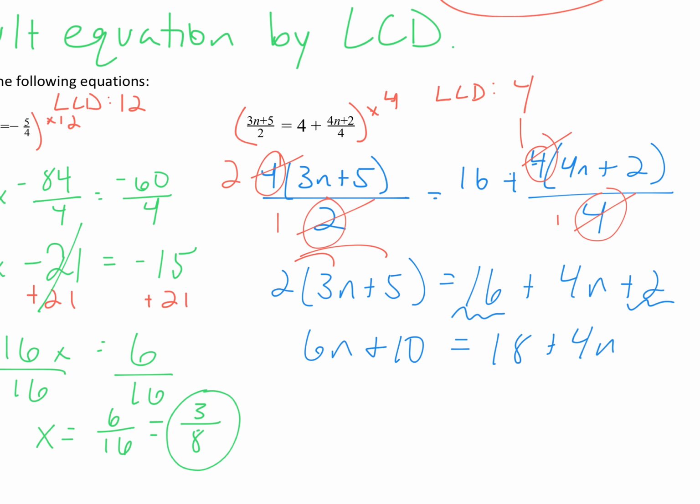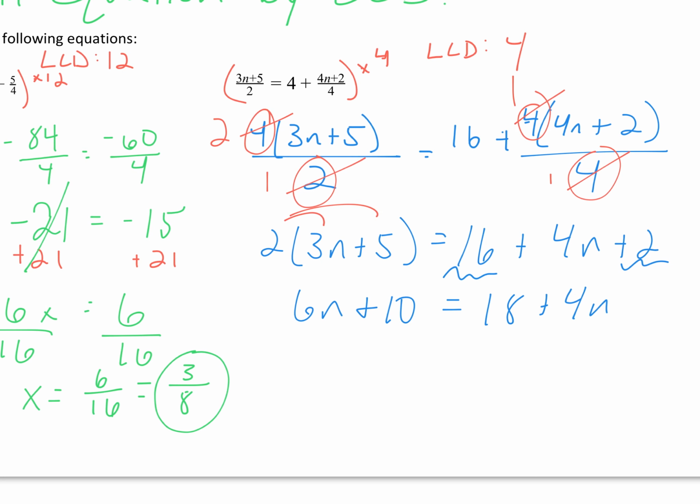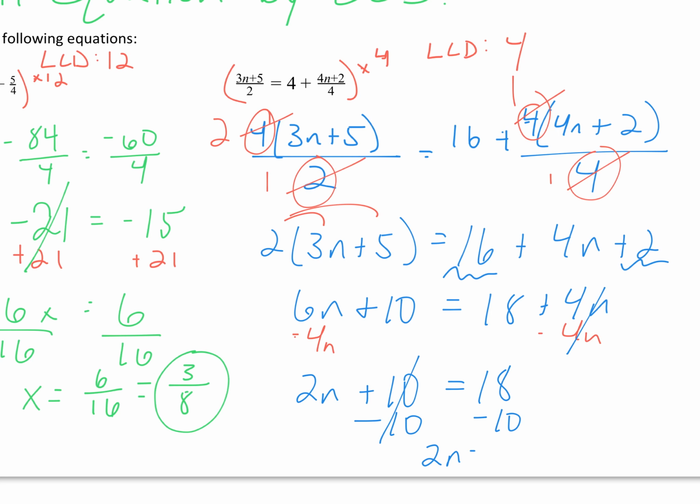We have that same situation as before with n's on both sides, so let me subtract 4n. Those cancel. You're left with 2n plus 10 equals 18. Almost there now. Subtract the 10 from both sides. 2n equals 8. And then finally, I can divide this by 2 and divide this by 2. N equals 4.